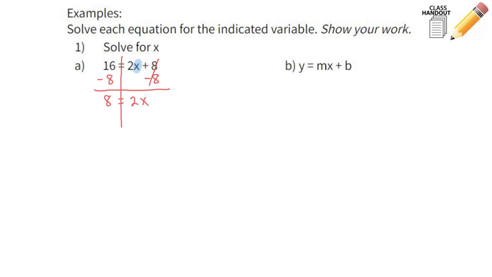And then the next step here, we've got to undo the multiply by 2, so we're going to divide both sides by 2. So we're left with x equals 8 divided by 2, which is 4.